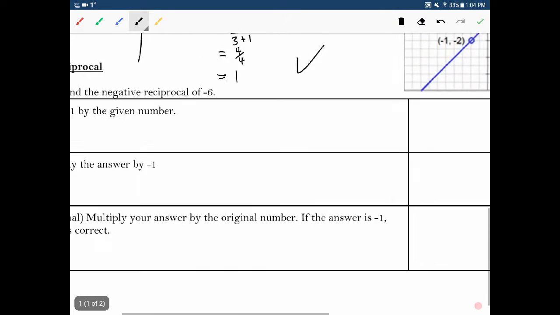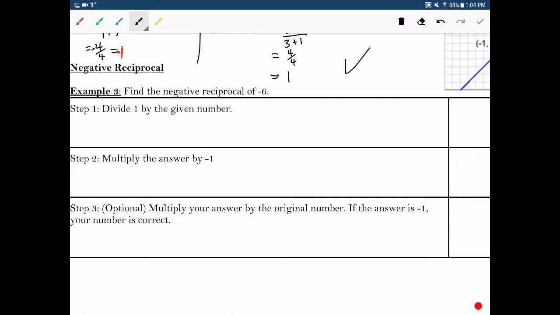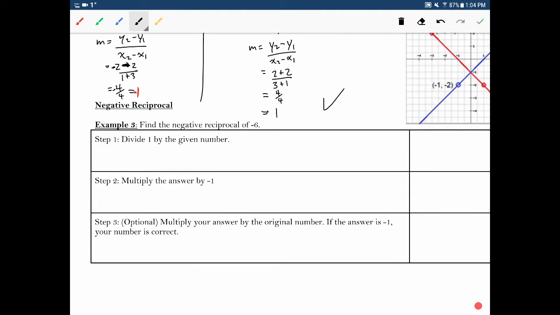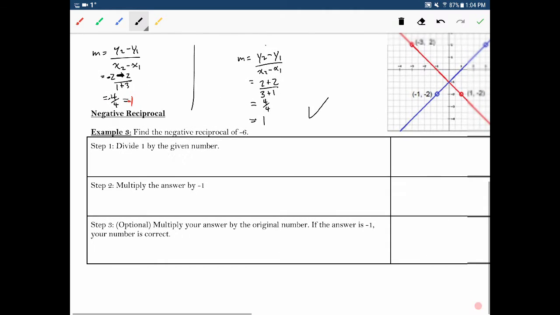All right, so let's take a look at this. If we're told we have to find the negative reciprocal of negative 6, okay, negative reciprocal, you're going to divide 1 by the given number. So it just means that we're going to take that 6 and put 1 over that 6 and multiply the answer by negative 1, because it was negative 6 and then we changed the sign. Whatever, this is a confusing way to do it. Don't do it like this, okay?